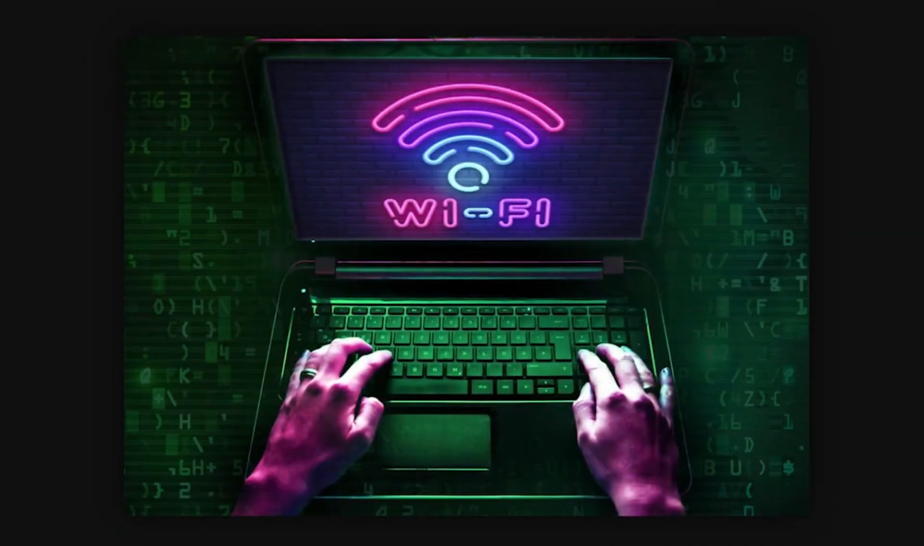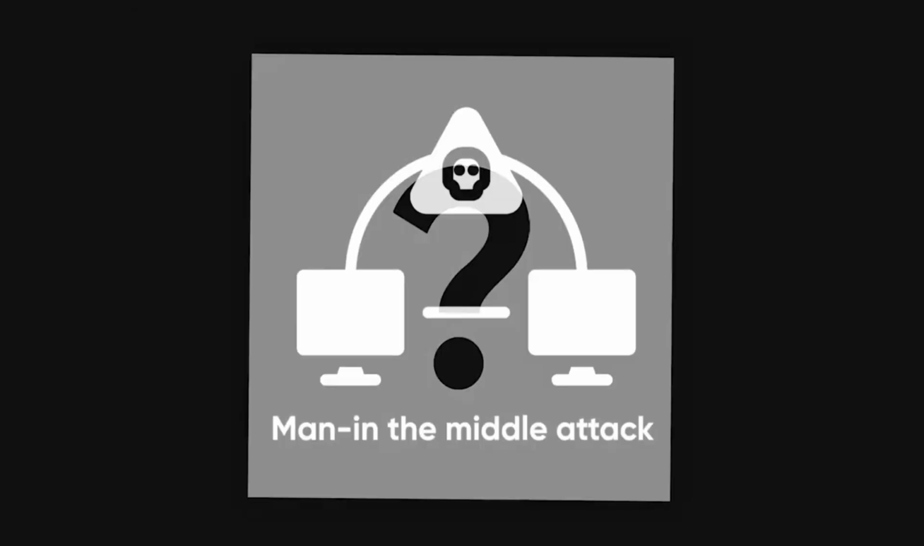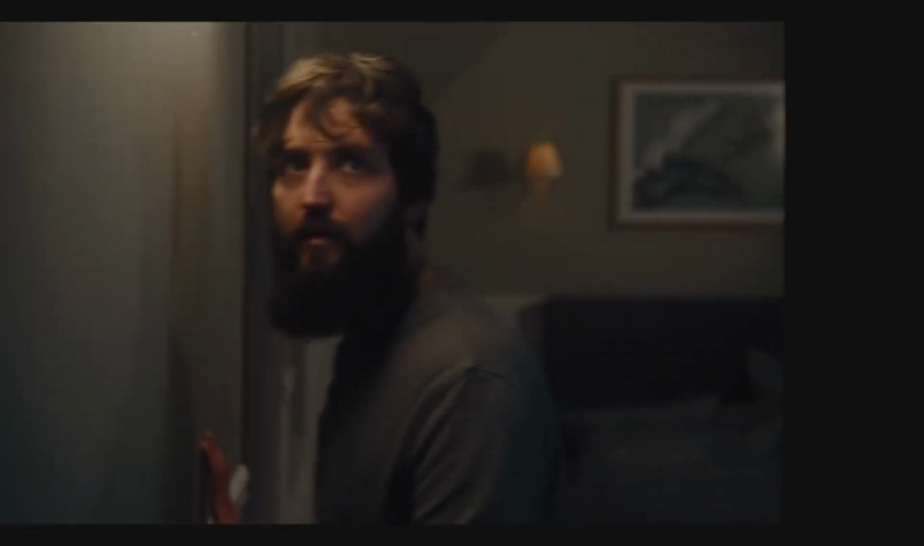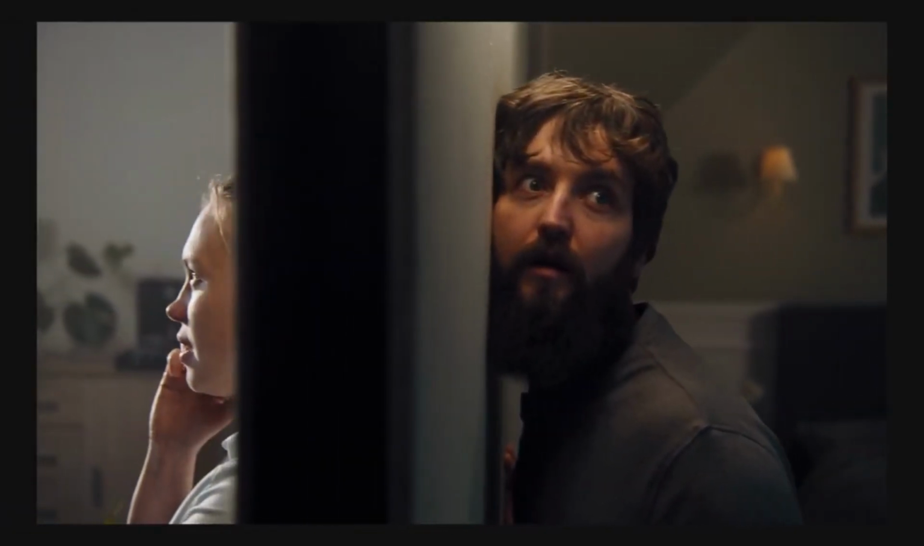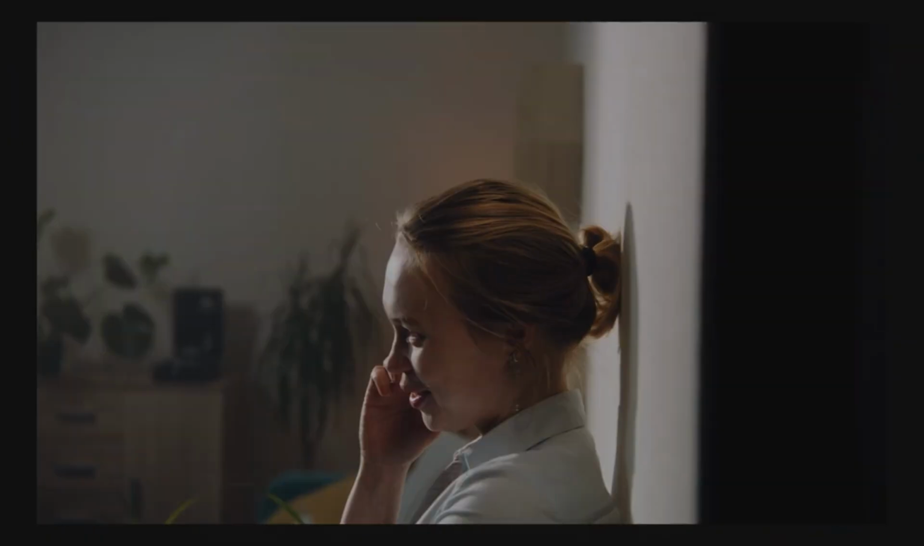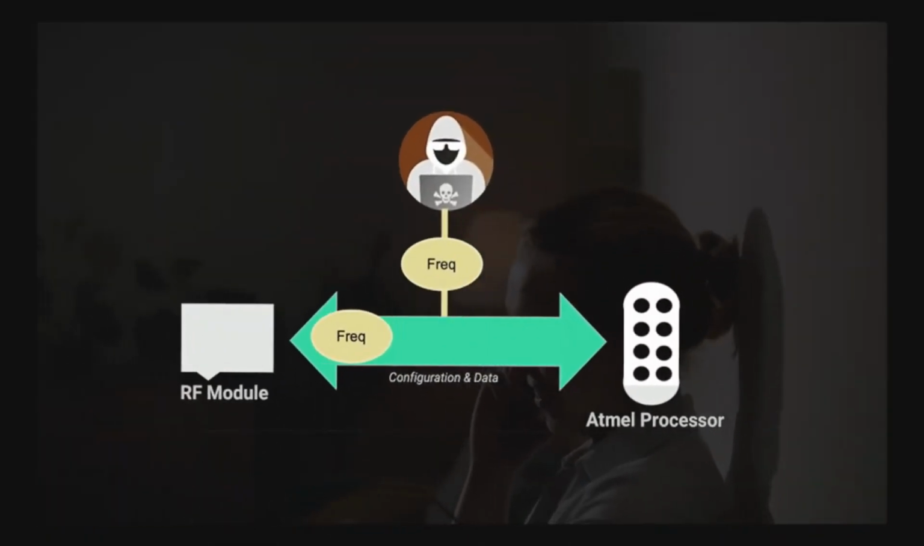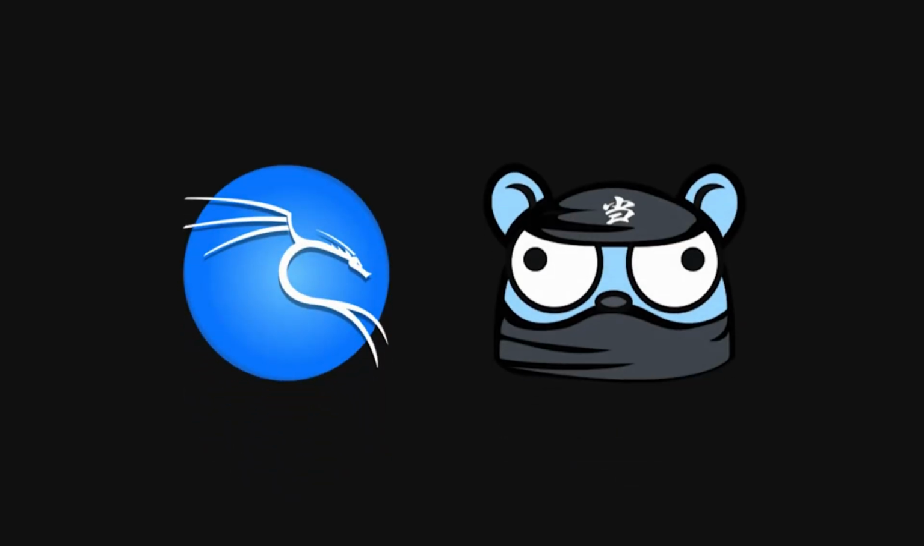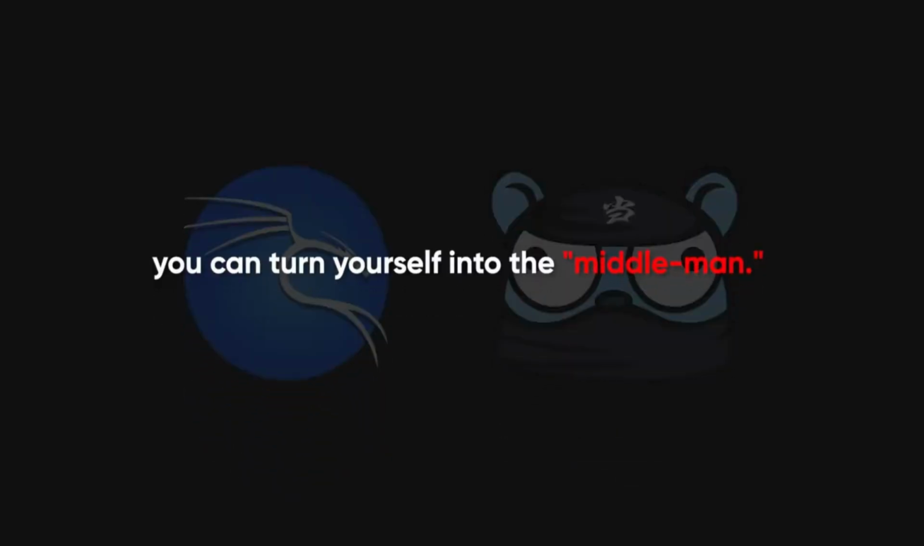In this video, I'll share 4 guaranteed methods for hacking Wi-Fi, starting with the man-in-the-middle attack. Think of it as sitting between two people having a conversation, but they have no idea you're there. You're intercepting data between someone's device and the router. Using Kali Linux and BetterCap, you can turn yourself into the middleman.